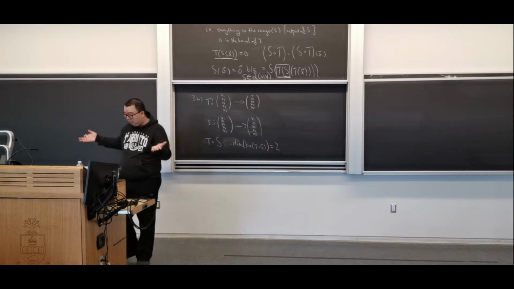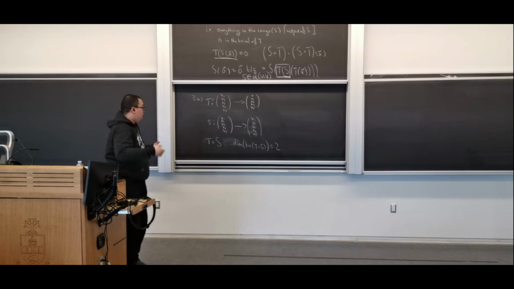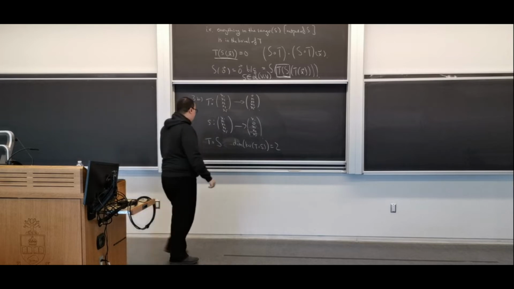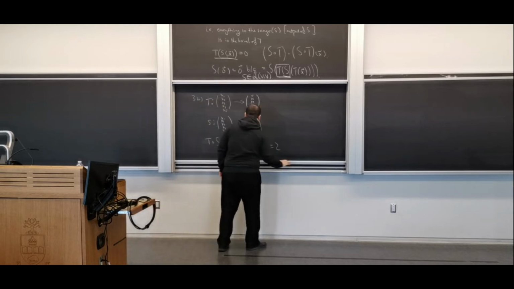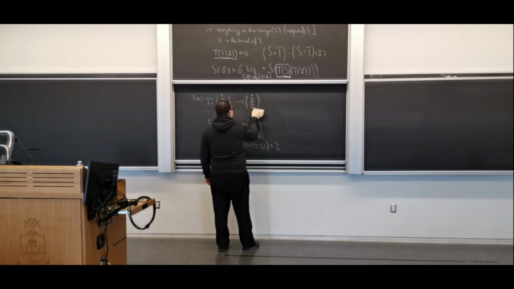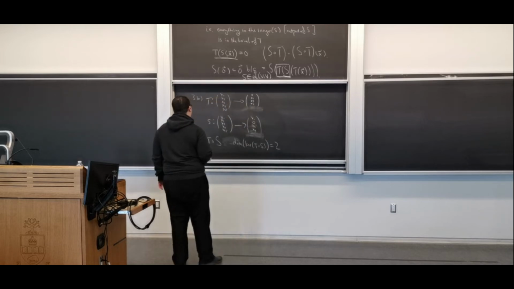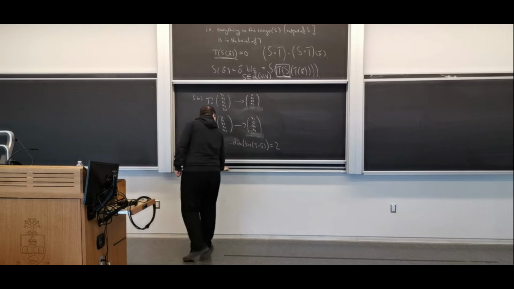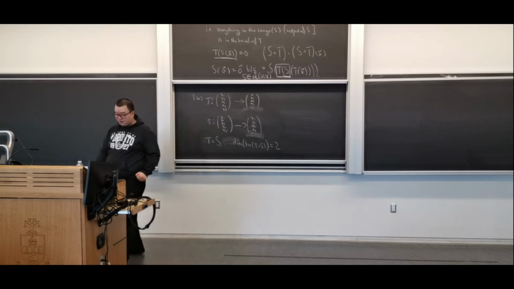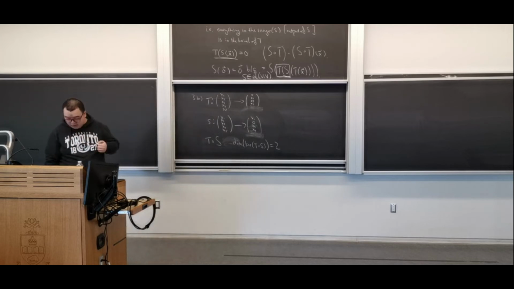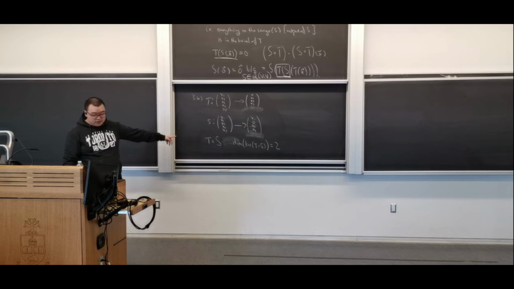Sorry, map to R4. What am I talking about? Map to R4. There, map to R4. Perfecto. Right, you compose the two of them together, you get a kernel of dimension 2.